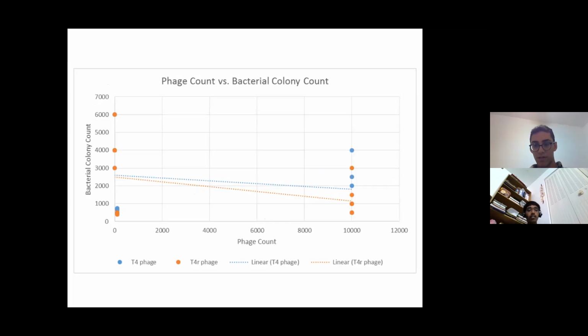In test 3, the bacterial colony count decreased for an increase in phage count. However, in this test, the p-value was slightly higher than the threshold value for rejecting the null hypothesis. For T4, we would have an 80% confidence, and for T4r, we would have a 92% confidence. This could simply mean we needed more data to better prove our trend and thus reject the null hypothesis.